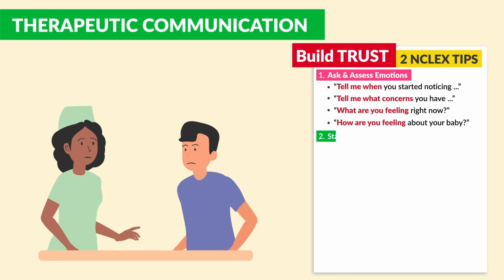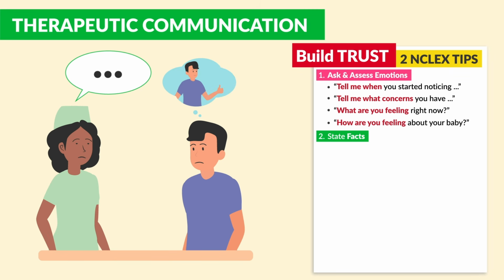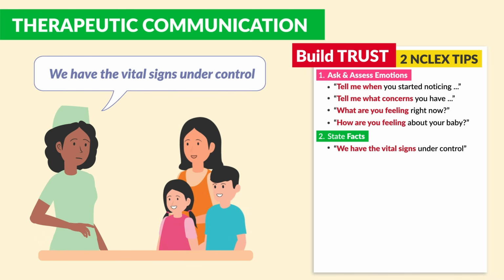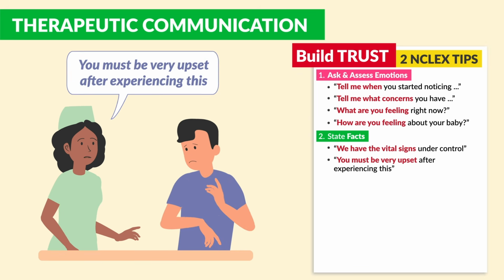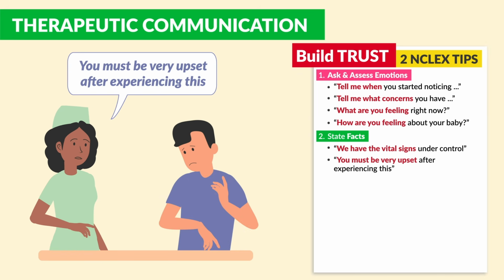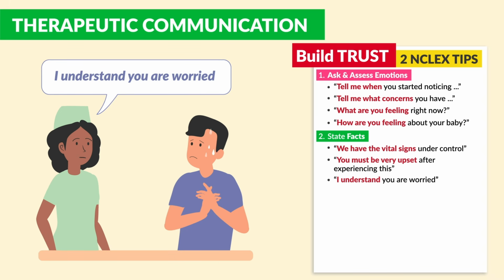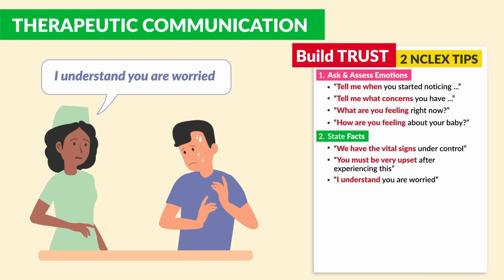Now, number two, our second NCLEX tip, is always state the facts to build trust and reflect on how the patient feels. So for example, we have the vital signs under control. This helps to build trust with worried family members. Or you must be very upset after experiencing this. Or I understand you are worried. This portrays empathy. All we're trying to do is state the facts that's going on.